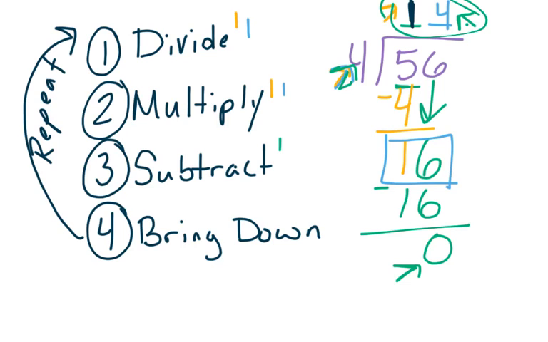Some people remember this by saying, okay, dad, mom, sister, brother. Dad, mom, sister, brother. That's the process that they have to follow. Dad for divide, mom for multiply, sister for subtract, and brother for bring down.